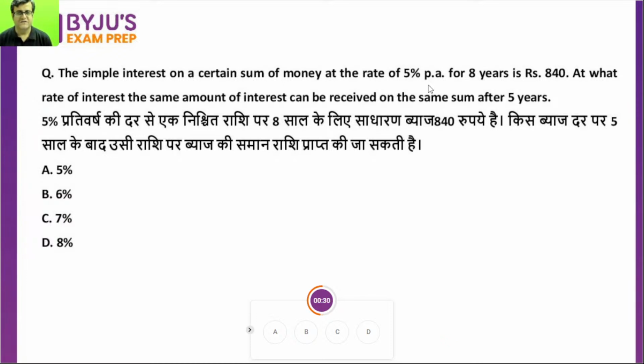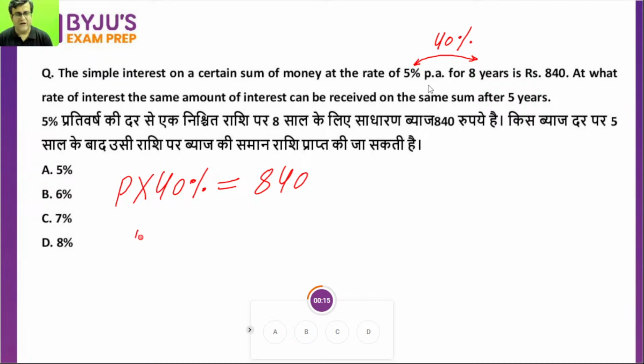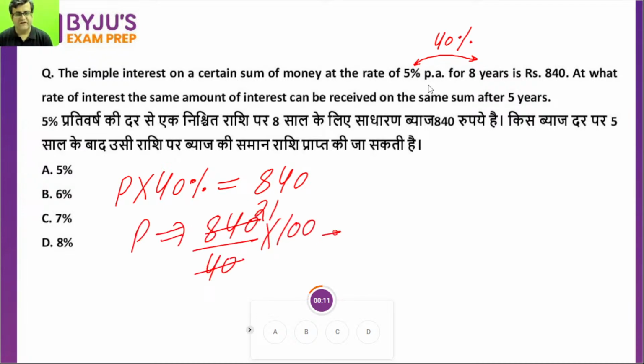D option is absolutely right. The rate is 5%. The time is 8 years. So total interest is 40%. Whatever the principal is, 40% is the interest, which is equal to 840. But you can find out easily the principal value. The principal we got is 2,100 rupees.